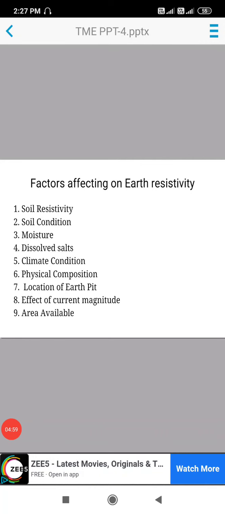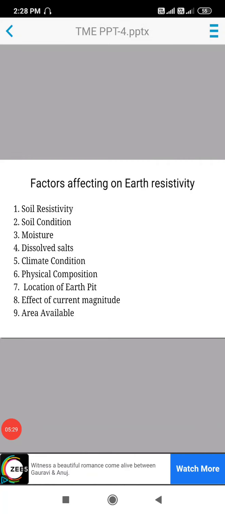Then we have to discuss the different factors affecting the earth resistivity. There are several factors affecting the earth resistance. The first one is soil resistivity. Different types of soil provide different kinds of soil resistivity. According to that, we have to select a proper soil for the earthing purpose.